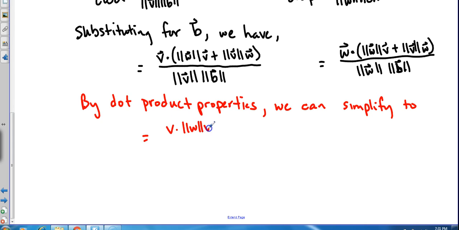So this left equation here, we can rearrange these two, and hopefully you see why I'm doing it. And now we've got v dotted with itself, and we know a property how to use that thing, times the magnitude of w plus v dot w times the magnitude of v.